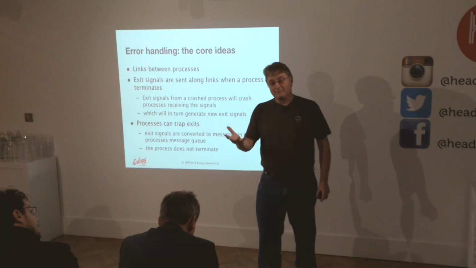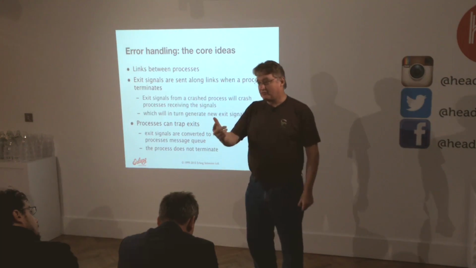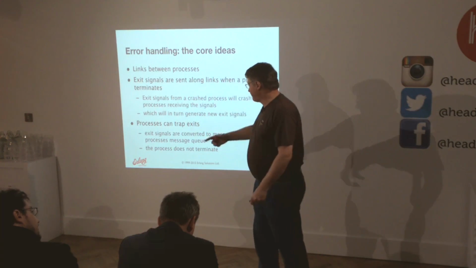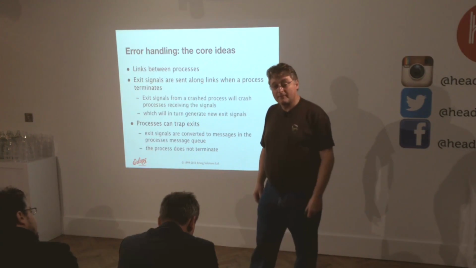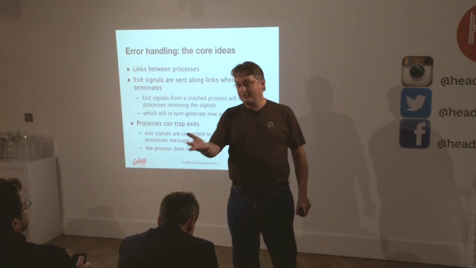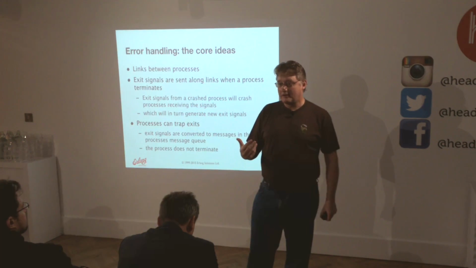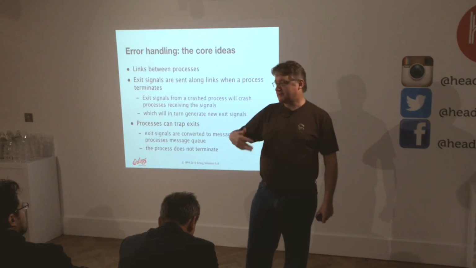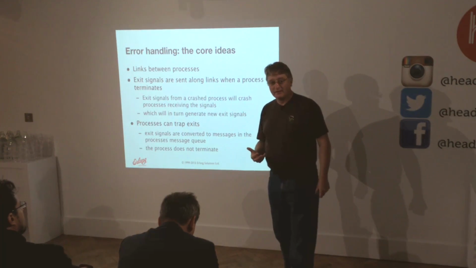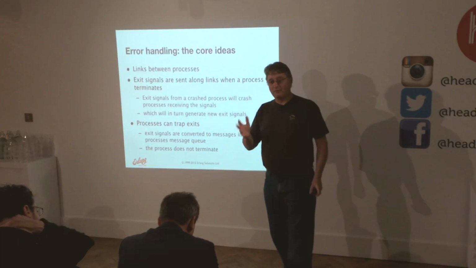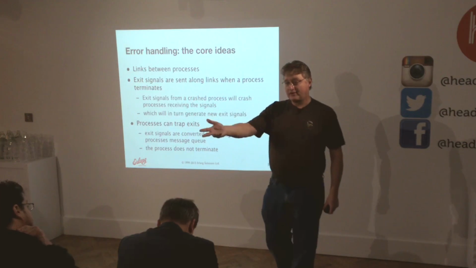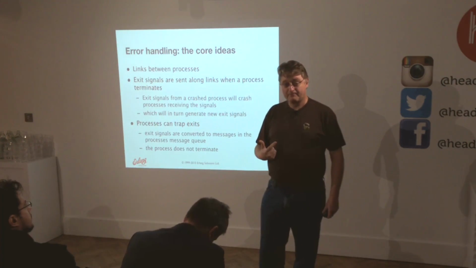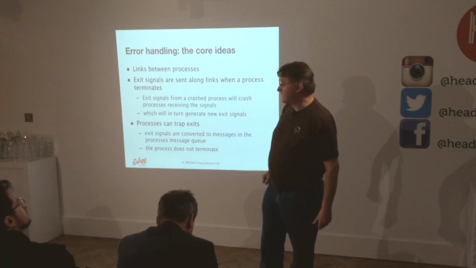However, how do I monitor them? If I link to them, then I will die, which is not quite what I want. So we have something we call trapping exits. I'm still linking to them, but when I receive the exit signal, I won't die, but I'll see it as a message instead in my message queue, which I can receive and handle like other messages. So I can sit and monitor other processes by linking to them, trapping exits, and seeing when they die by getting messages and handling that. And they're the three basic mechanisms behind the error handling.